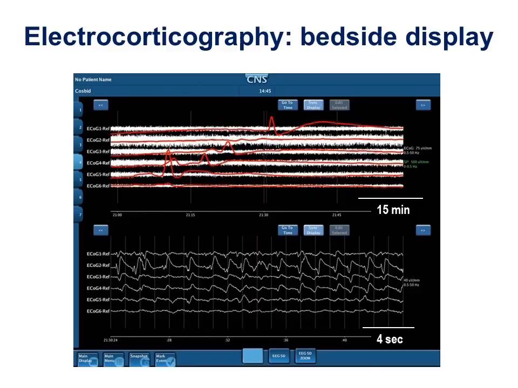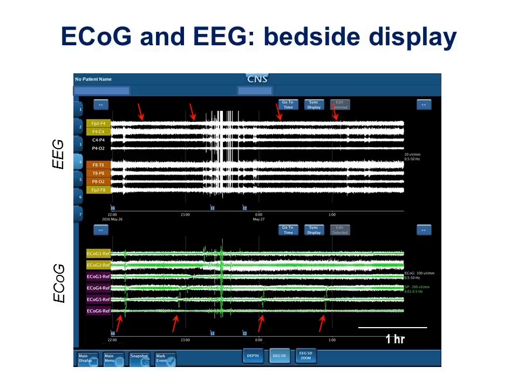And this is just another example of a bedside display. Here we're showing a full 4 hours worth of data, highly time compressed, with data recorded from scalp EEG as well as the subdural electrode strip. On the electrode strip with this overlaid display, we see 4 depolarizations. They're continuously recurring every hour or so.